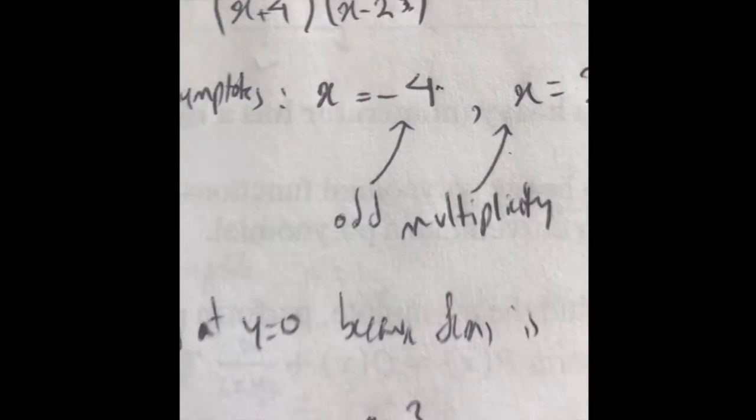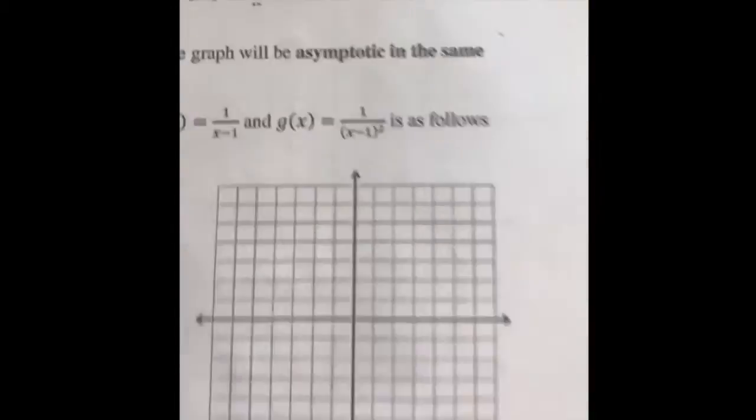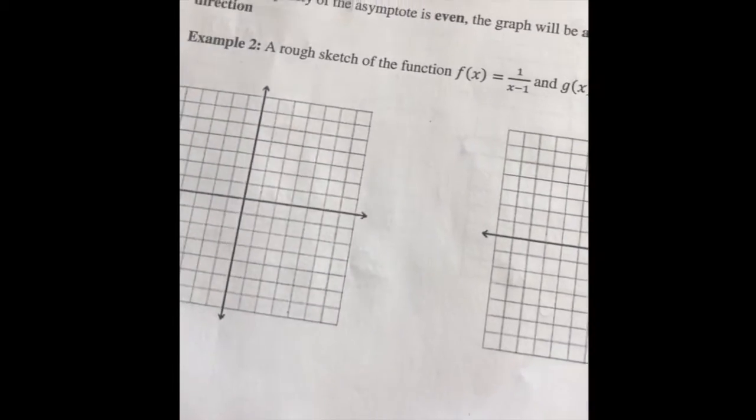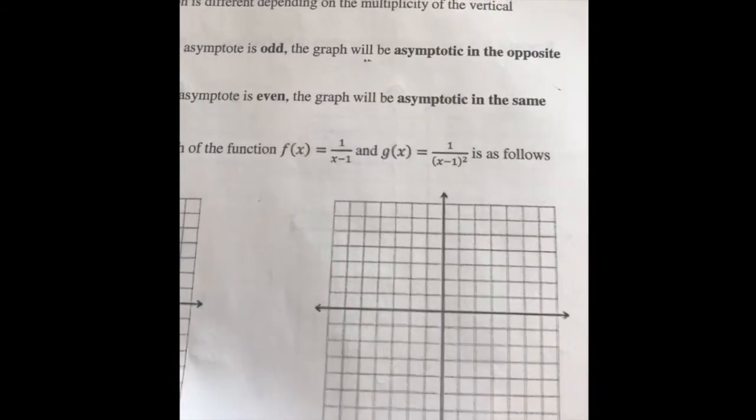Let's say it was x minus 2 times x minus 2, there would be 2 factors of the same, which means it would be even multiplicity. Now, what does that mean? If the multiplicity of the asymptote is odd, the graph will be asymptotic in the opposite direction. If the multiplicity of the asymptote is even, the graph will be asymptotic in the same direction.